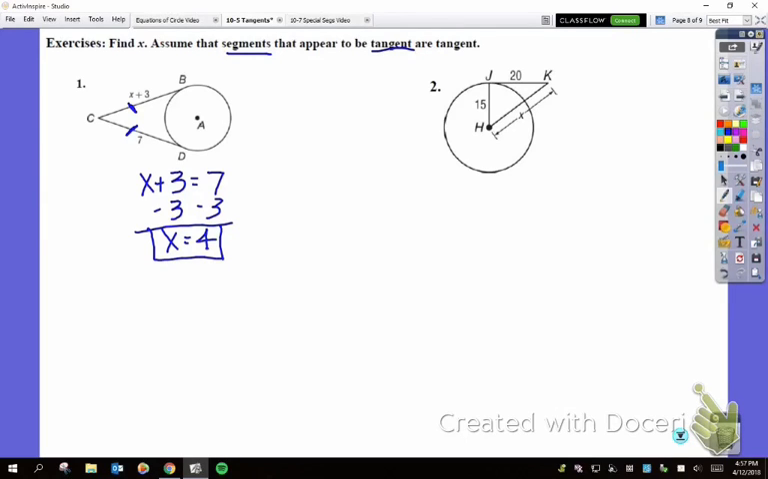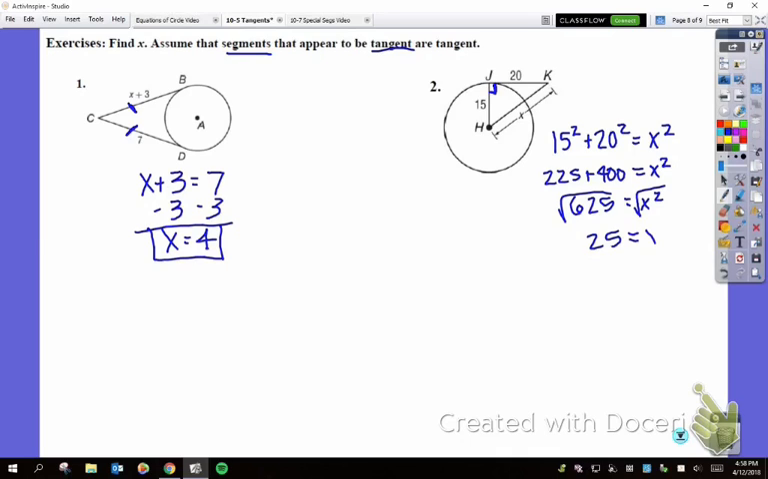Okay, and then number 2 has that Pythagorean theorem looking one. JK is our tangent and JH is our radius, which means our 90-degree angle goes in at J. Which means we are finding the hypotenuse, so we would just say 15 squared plus 20 squared equals x squared. And that is actually one that was similar to one that we did earlier, right? We would get 225 plus 400 equals x squared, and the square root of 625 is 25. So 25 equals x.